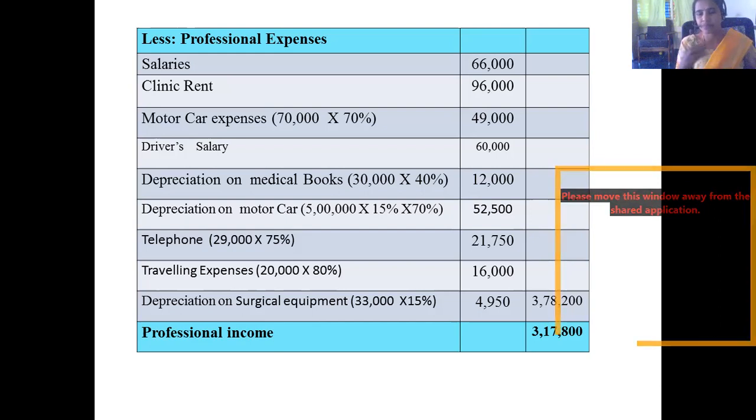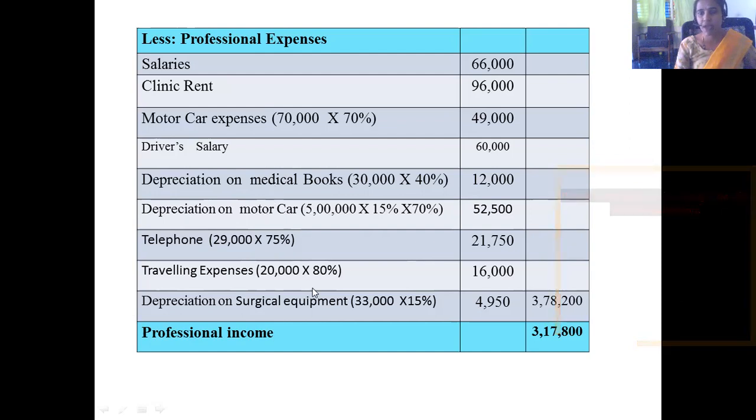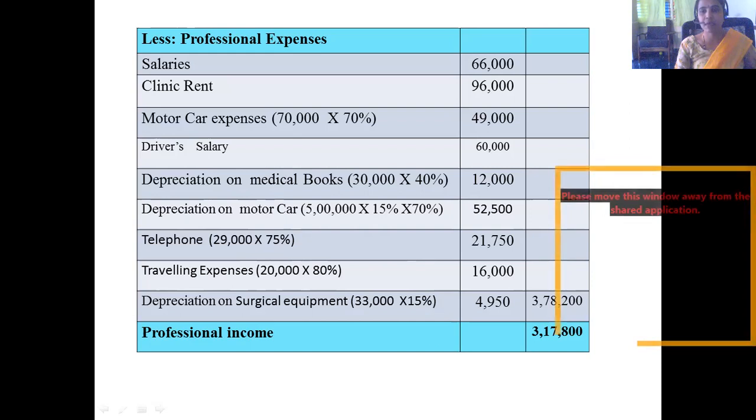So if you go by this particular problem, wherever an asset is purchased, we need to allow the depreciation, and also on the medical books. So this is about this particular problem. Totally, finally the professional income is 3,17,800. This is about this problem.